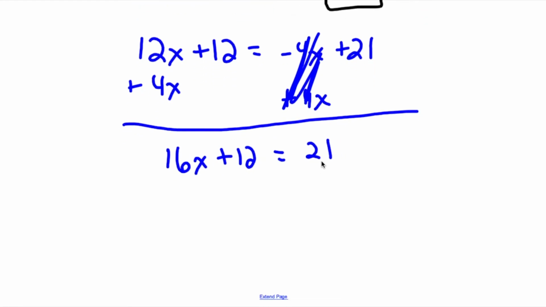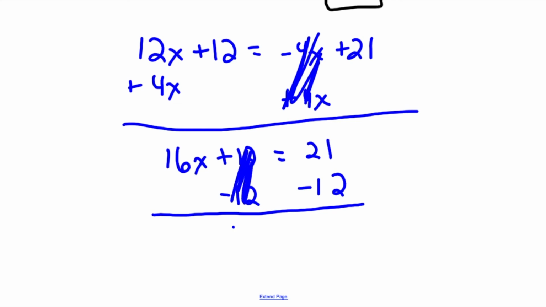Next, we need to move the number with no variable, so I'm going to subtract the 12. It's a positive 12. I've got to do the opposite and subtract 12. All right, 21 minus 12, again, break out your calculator. 21 minus 12 will give you 9. So 12 minus 12 is 0. So 16x equals 9.